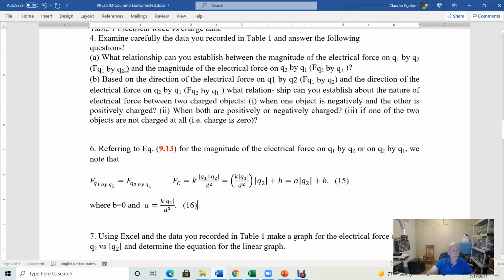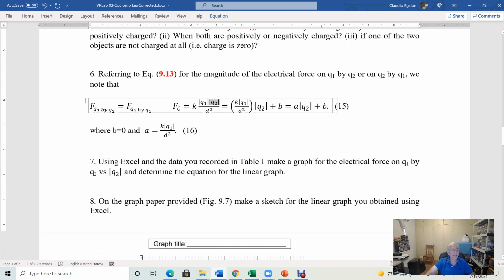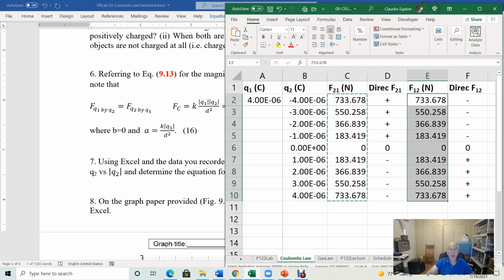Okay. So what we are going to do now, he's going to ask you to plot this graph against Q2. If you plot against Q2, you should get a straight line. Okay, let's do that. Use Excel and the data you recorded in table 1. Make a graph for the electric force on Q1 and determine the equation for the linear graph. Okay, so here we go. Make a graph of the electric force on Q1 by Q2.